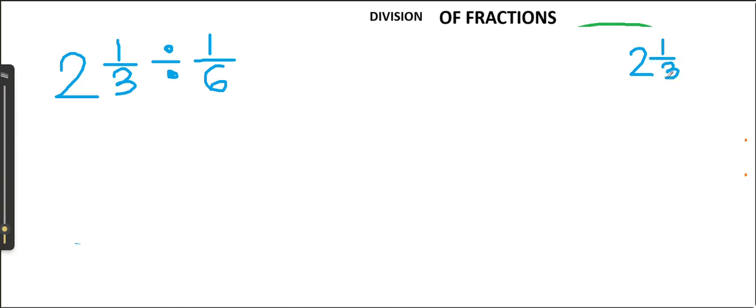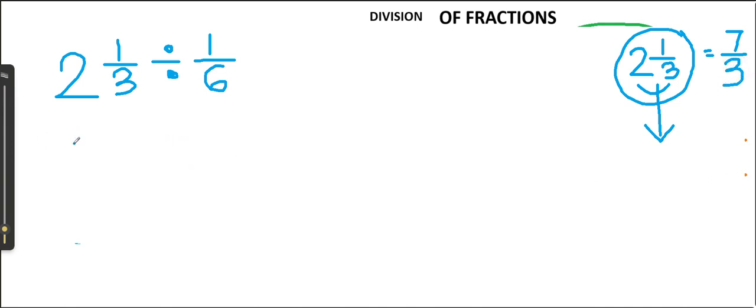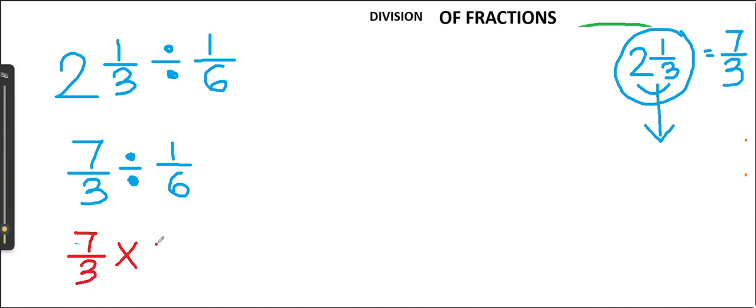2 1/3 is an improper fraction, right? Oh, no. It's a mixed fraction. We are going to convert that mixed fraction into an improper fraction. How to do that? 2 times 3 is equal to 6 plus 1, which is equal to 7. So we got 7/3 here. Then the division sign, 1/6. If you remember the division sign, it has to change to the multiplication sign in which case we want to go ahead with the sum.